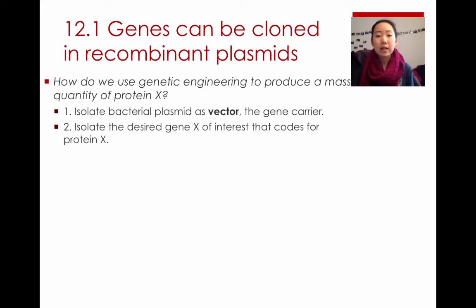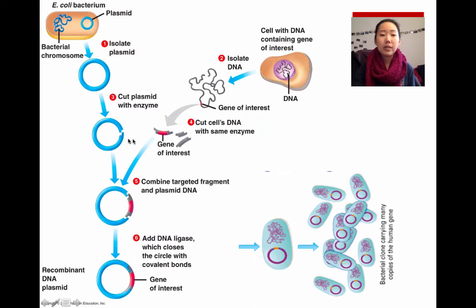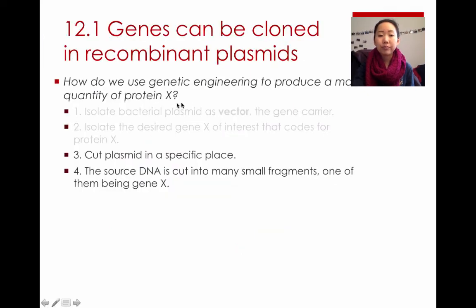And then we also have to isolate the desired gene X that is going to eventually code for the protein that we want. And so here we can see that we are going to just choose some plasmid that we need. And then we're also going to isolate the DNA that we need, and we want to take out the specific gene of interest. After we take these two parts, these are the two different sources of DNA that we're going to combine together. We're going to cut the plasmid at a very specific location, and we're also going to cut out gene X so that we have that fragment isolated.